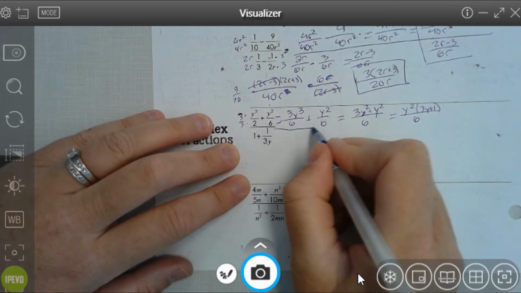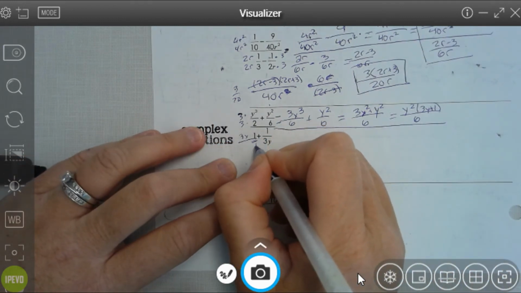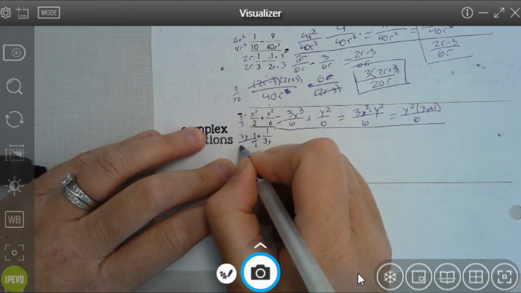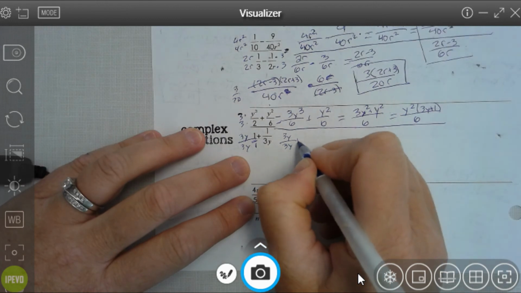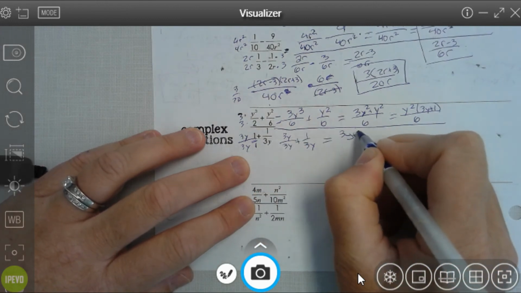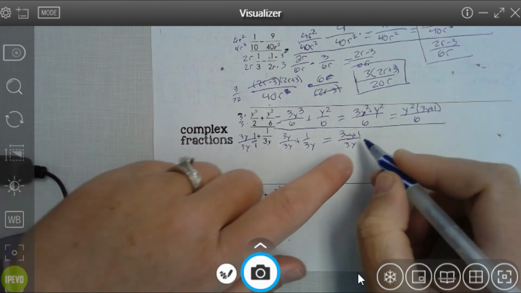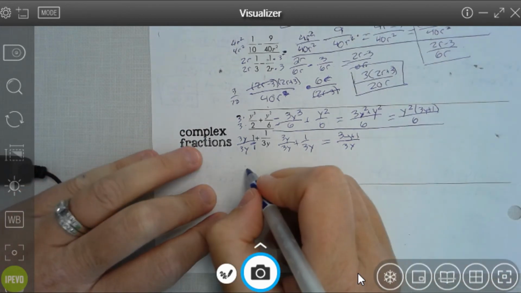Now let's work on the bottom. Common denominator here would be to multiply this. Remember that 1 is over 1. Any whole number you put over 1 to make it a fraction. So you get 3y over 3y. So add my tops. Now I have a fraction over a fraction here. So I'm going to flip the bottom and multiply it.